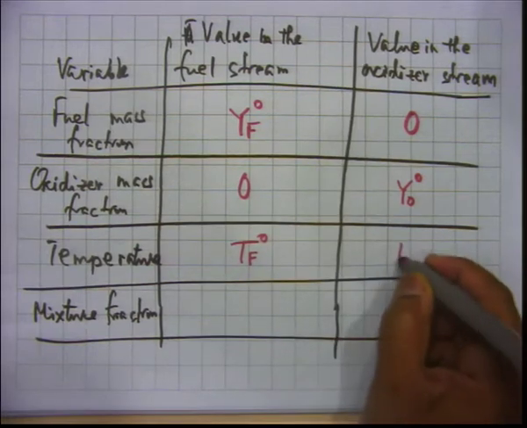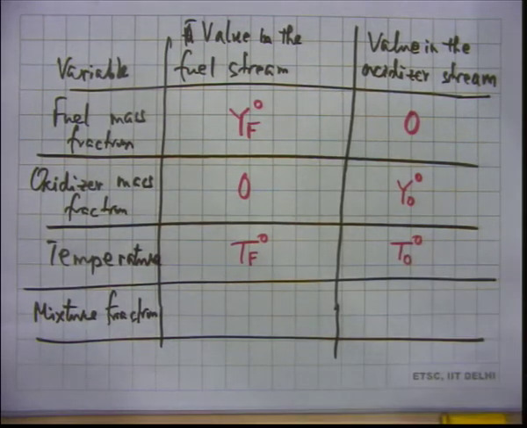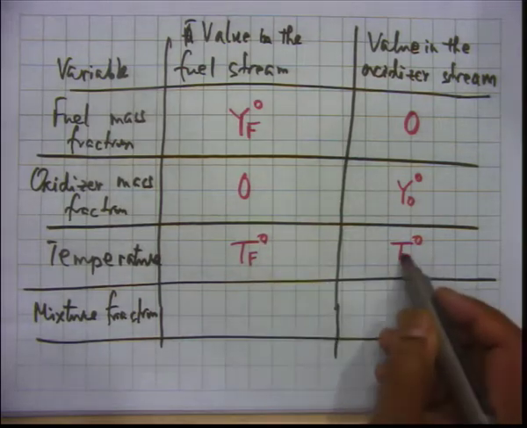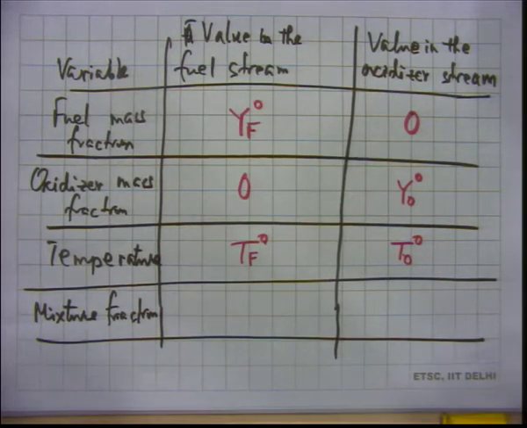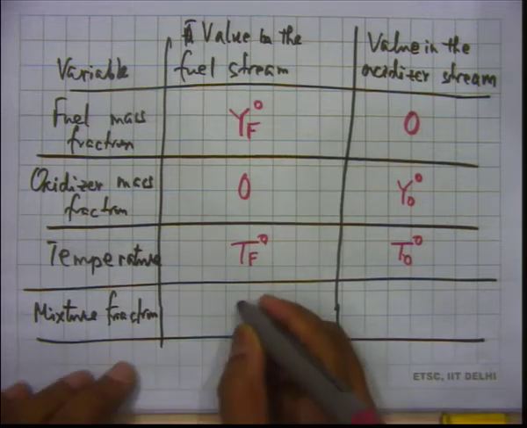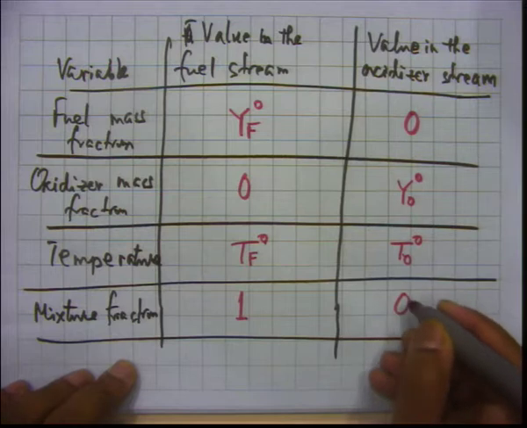What about temperature in the two streams? TF naught and TO naught, TF naught here and TO naught here. What about mixture fraction in the fuel stream and mixture fraction in the oxidizer stream? I told you about mixture fractions. So what are the values of mixture fraction in the various streams? Okay, so mixture fraction is 1 in the fuel stream and 0 in the oxidizer stream.